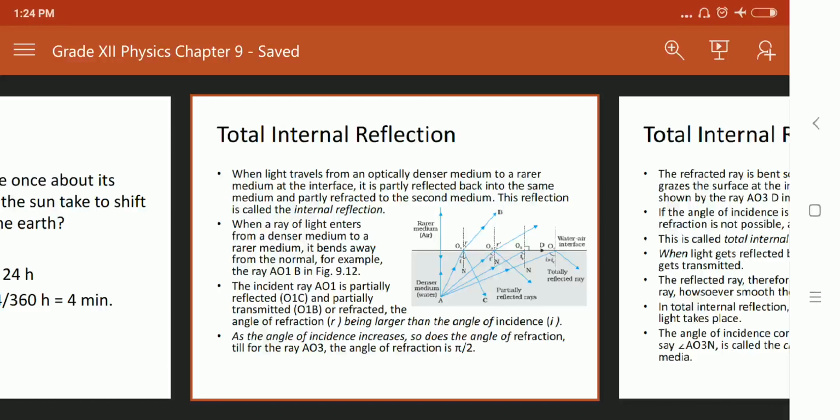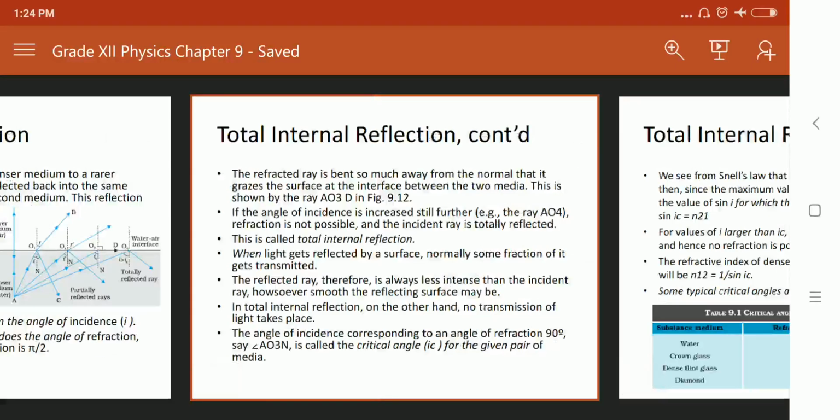So AO3 is the incident angle where the refraction is just not there, this is known as the critical angle, iC. That is AO3N, where the refracted ray moves along the straight line at the interface. Now no refraction is there, that is the critical angle. Now if the incident angle is higher than the critical angle, as in AO4, then total internal reflection is available.